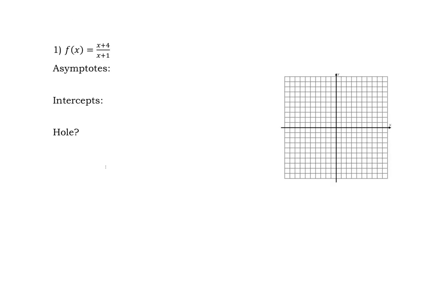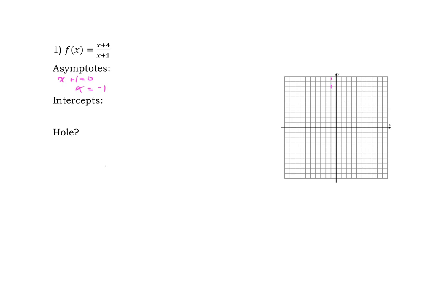Okay, we're going to start off with a function that is already factored. I can't factor it, as a matter of fact. So we're going to go through and do this. I always start with my asymptotes. I look at that bottom, and to get my vertical asymptote, it's x plus 1 equals 0. Subtract that 1, so x equals negative 1.